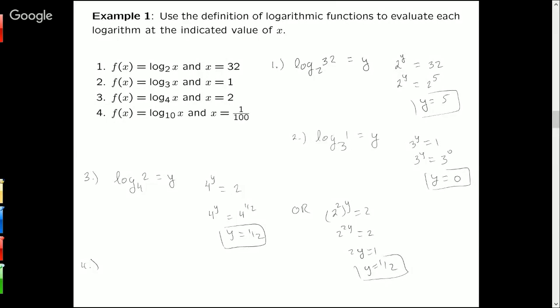And then the last one, you have log base 10 of 1 over 100. Set that equal to y. Put it in exponential form. 10 to the y equals 1 over 100. What is 1 over 100 in terms of 10? 10 to the negative 2. So what is y equal to? Negative 2. Any questions on that? Can we do that on homework?